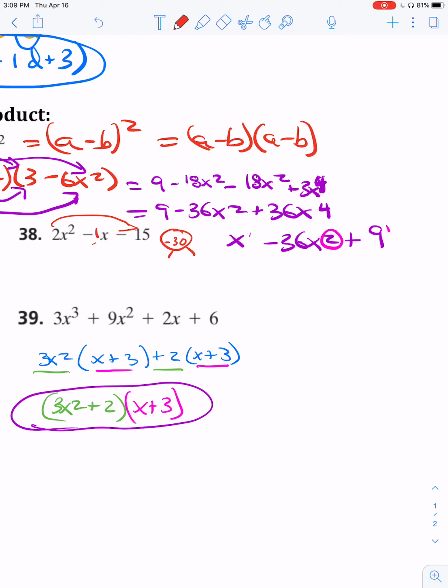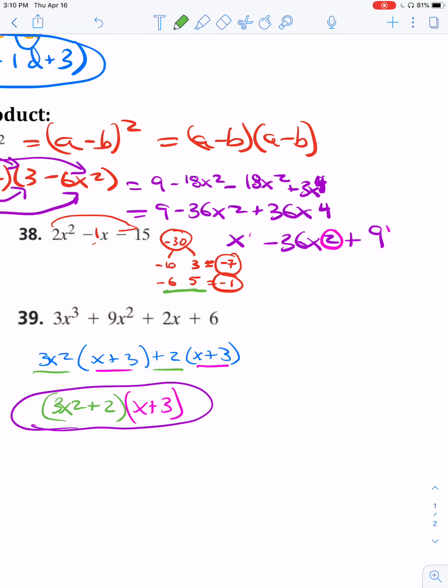So what are the net factors of negative 30? Well, negative 10 and 3, negative 6 and 5 are two that come to mind. So let's add negative 10 plus 3 equals negative 7. Negative 6 plus 5 equals negative 1. Looks like, again, I have my answer, right? So these are my two terms.